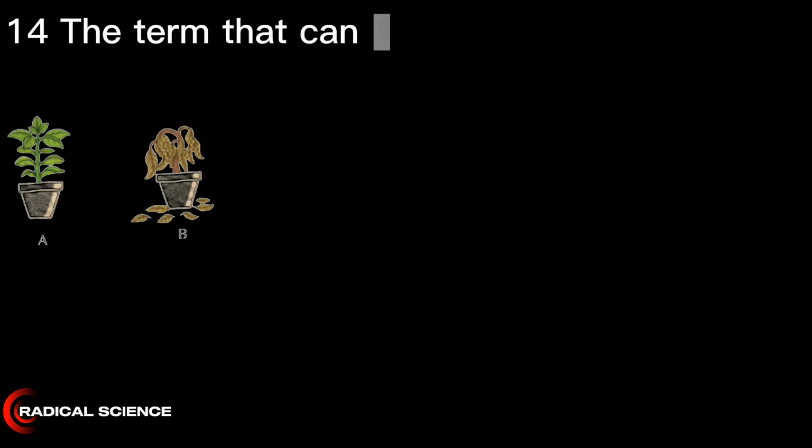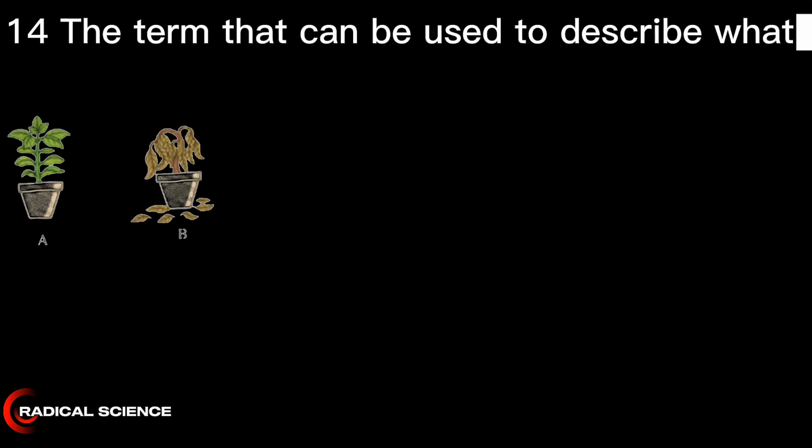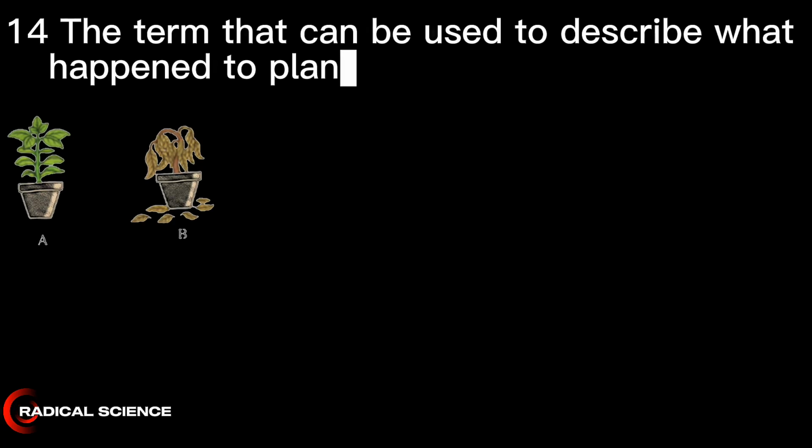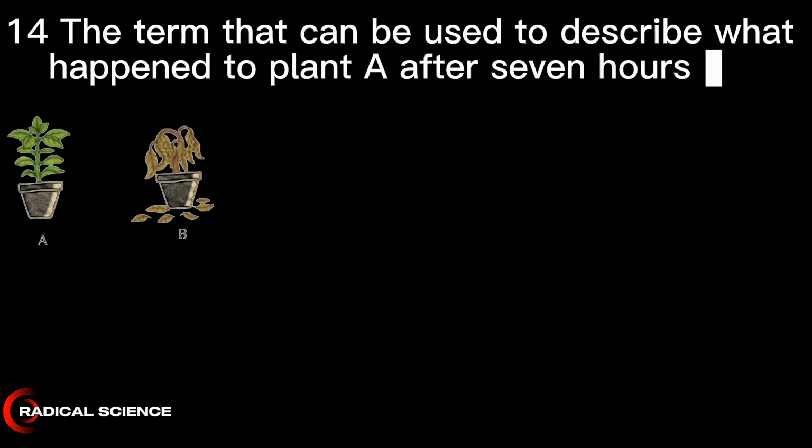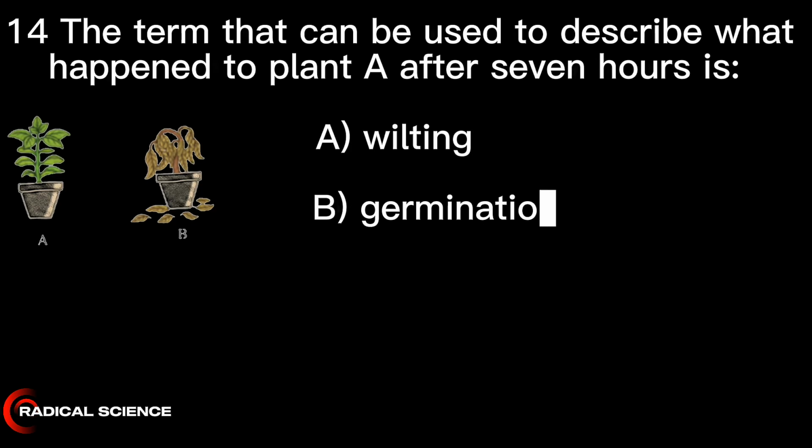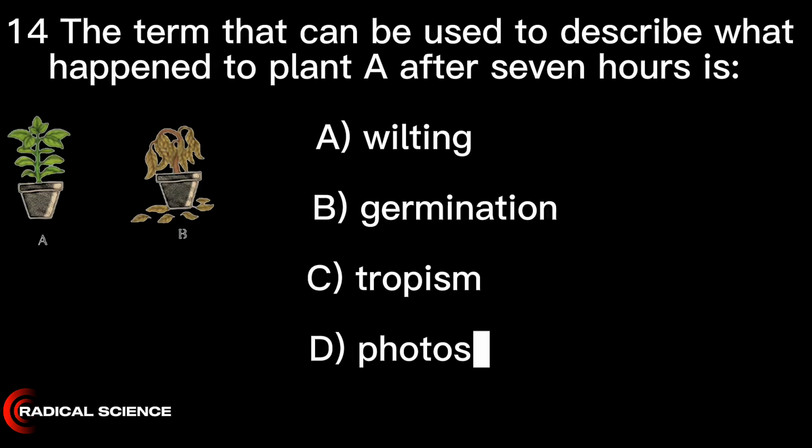Now, moving on to the next question. Number 14. The term that can be used to describe what happened to plant A after 7 hours is dash. A. Wilting, B. Germination, C. Tropism, D. Photosynthesis. To get this question correctly, kindly observe those two plants very well, that is plant A and plant B.